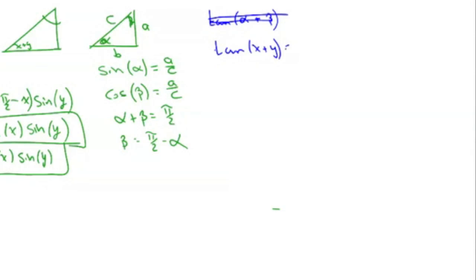So how do you do tangent of x plus y? Well, the only things you know about are sine and cosine. So what's tangent in terms of sine and cosine? Sine over cosine. So it becomes sine of x plus y over cosine of x plus y. That doesn't change.